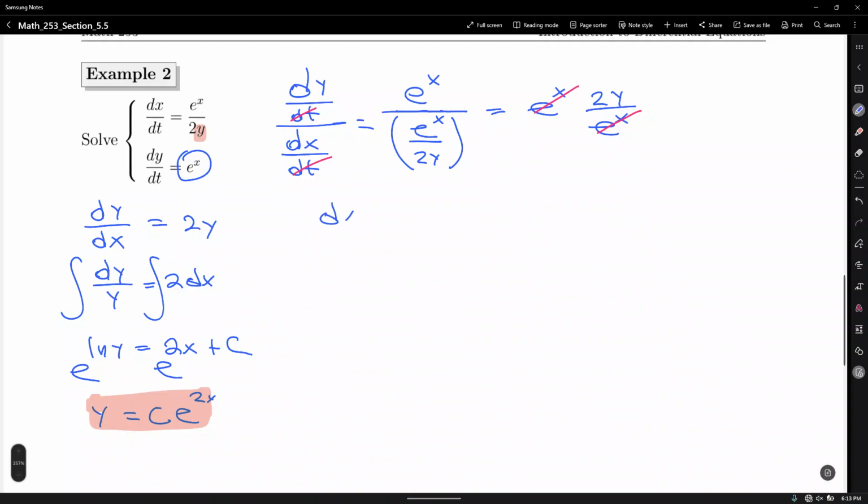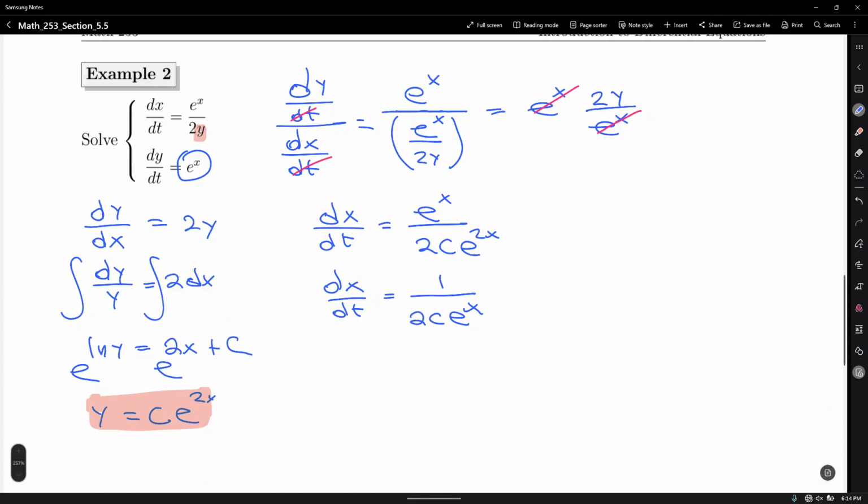That is dx/dt equals e to the x over 2c e to the 2x. Let's do a little bit of algebra of exponentials. That is, e to the x and e to the 2x in the denominator. That's going to leave us with dx/dt equals 1 over 2c e to the x, which is another separable equation in x and t.